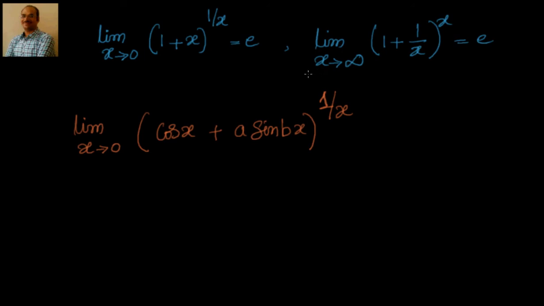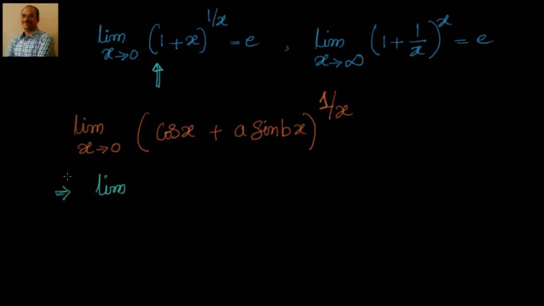So this is the problem we have to solve. First let us see which formula we have to apply here. Now I see x tends to 0, so I will prefer to use this formula. Now I have to manipulate the function given to me in the form of (1 plus x) whole to the power of 1 by x. First I don't see 1 there, so I will add 1 and subtract. That will be my first step.